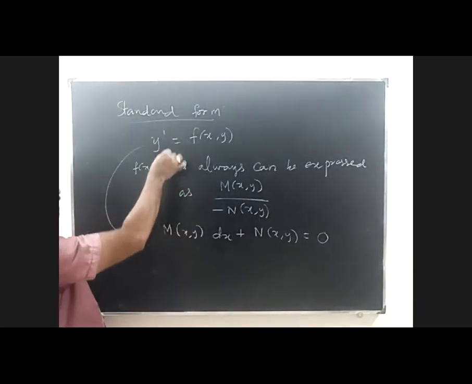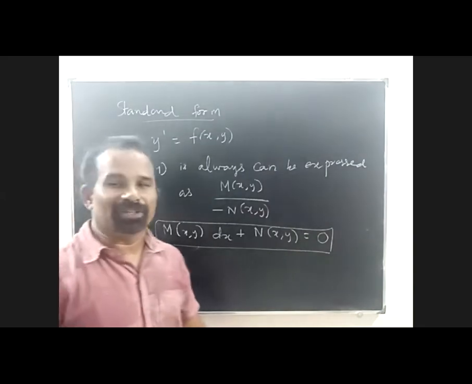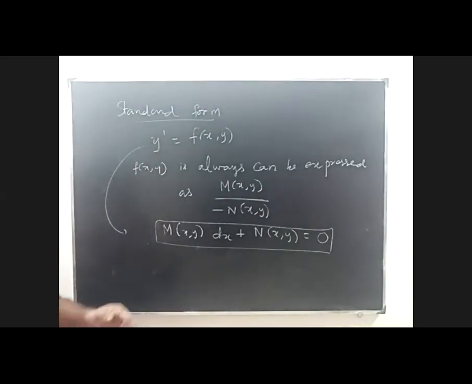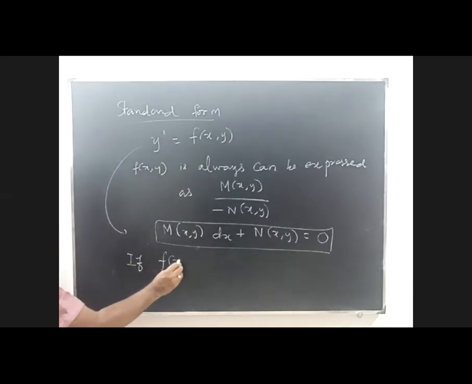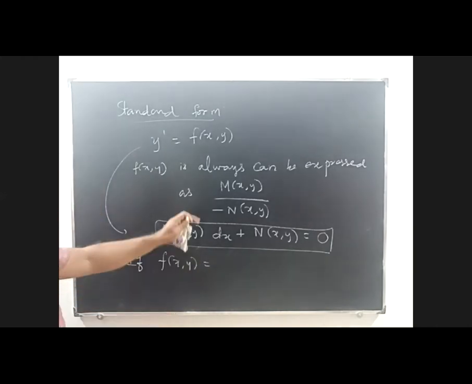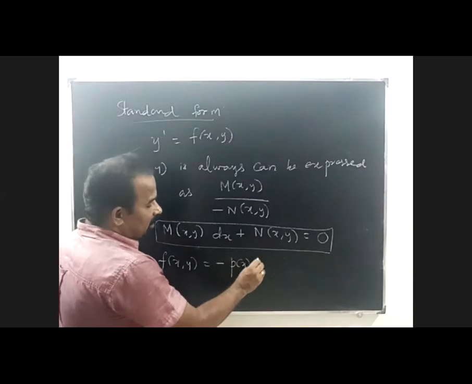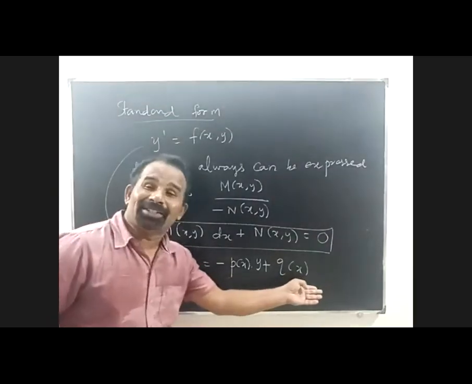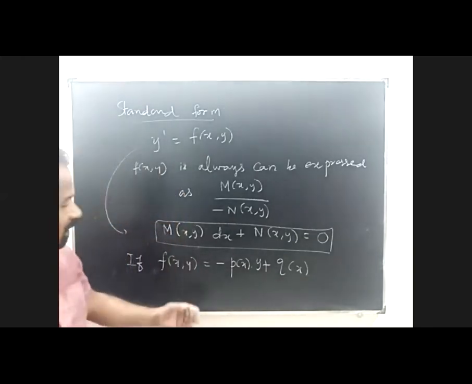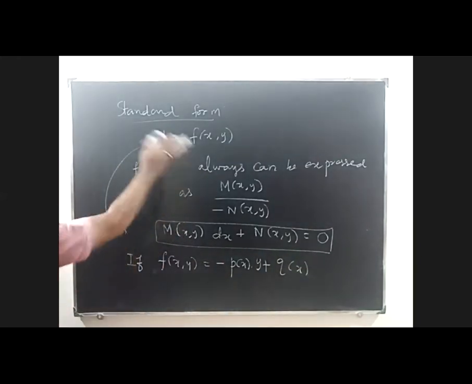Okay, so this is a standard form. Again, that can also be written like this. This is also called the standard form of the first order differential equation. Okay, now we will see one by one. Suppose this f of x comma y, which is m of x comma y by minus n of x comma y, can be written as minus p of x into y plus q of x. Suppose that f will be like that. Here, this equation is called a linear equation. Why do we say that it is linear?